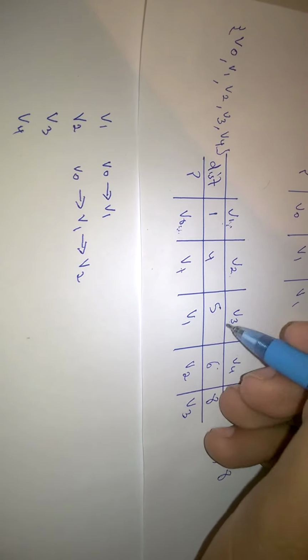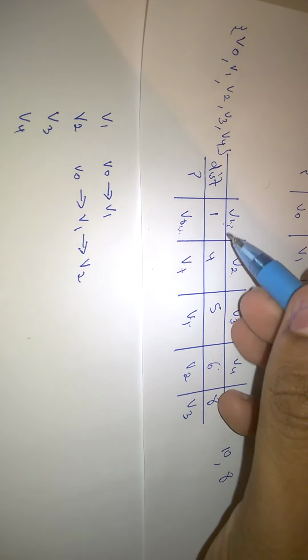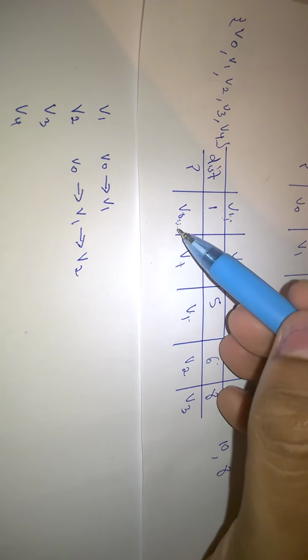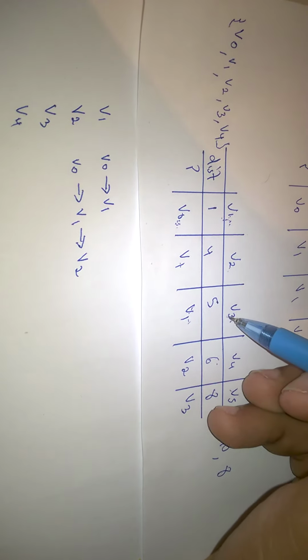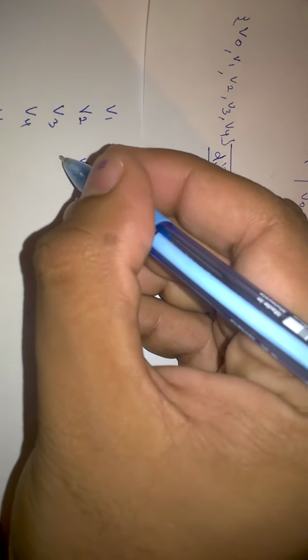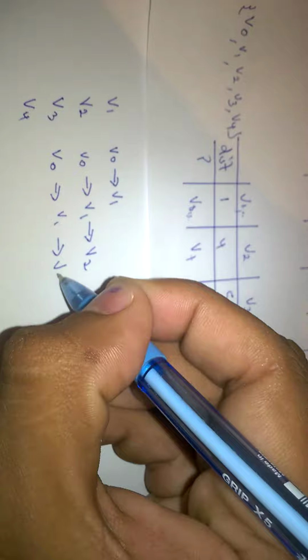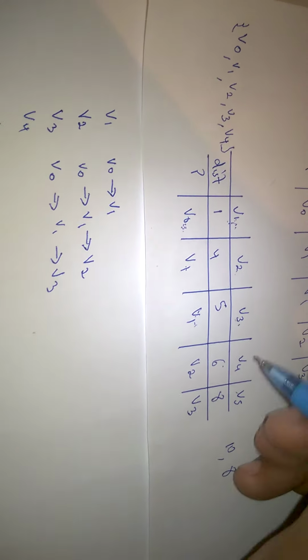V3, we have to go to V1, we have to go from V1, and from V1 we have to come from V0. So in order to reach V3, we have to go from V0 to V1 to V3. So we're going to draw it out like that again. V0 to V1 to V3. For V4, it's a little different.